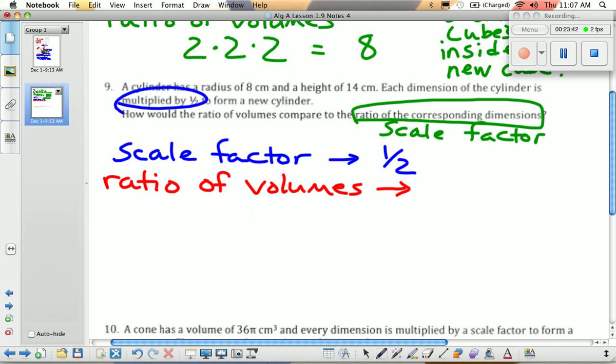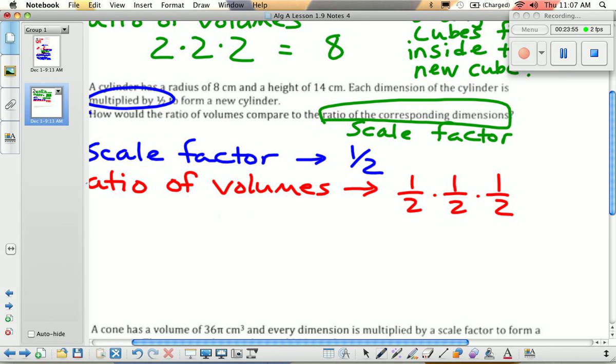Absolutely. You do 1/2 times 1/2 times 1/2. The scale factor times itself 3 times. That sure seems a lot easier than finding the new cylinder's dimensions and then finding the volume of both and then setting up a ratio, because do we know how to multiply fractions? Yes, we do. Across the top, 1 times 1 times 1. 1. Across the bottom, 2 times 2 times 2. 8. So the ratio of volumes is 1/8.